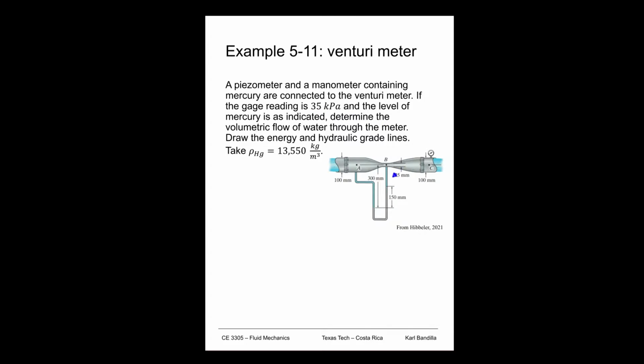And then we have a manometer that's connecting points A and B, and that has mercury in it, and it gives us the pressure difference, what the height differences are all around. Now we're asked to find the volumetric flow rate of the water through this venturi meter, and we're also supposed to draw the energy and the hydraulic grade lines. So how are we gonna start?